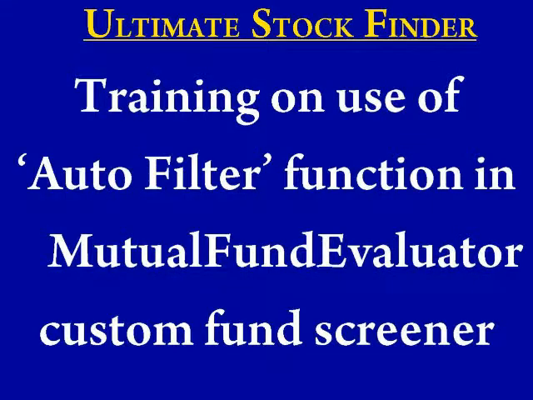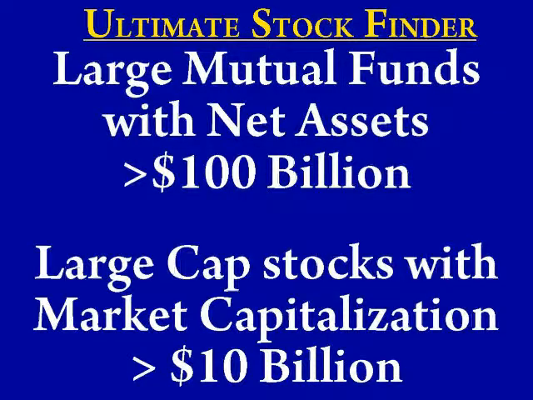This lesson is how to use the autofilter function in the Mutual Fund Evaluator spreadsheet to make it a powerful custom fund screener. Today we will screen for large mutual funds that buy only large market capitalization stocks. Large mutual funds have net assets greater than $100 billion as listed on the Yahoo Finance summary page.